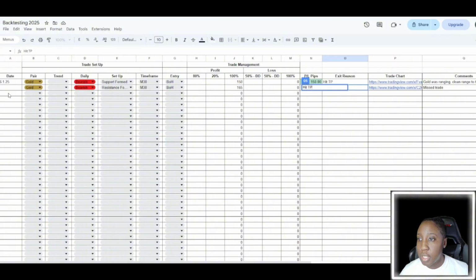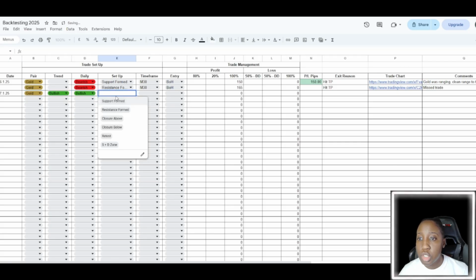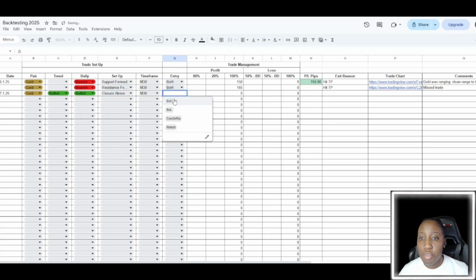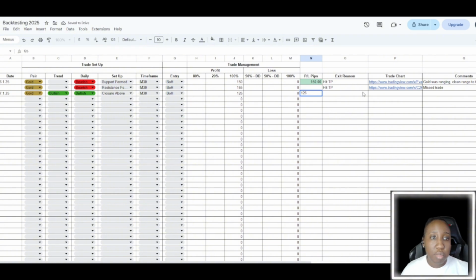And that was for the next day. So 7/25, gold. Trend was bullish, daily bullish. And this was a closure above, 30-minute time frame, break of high. And that was 126 pips. 126 pips.